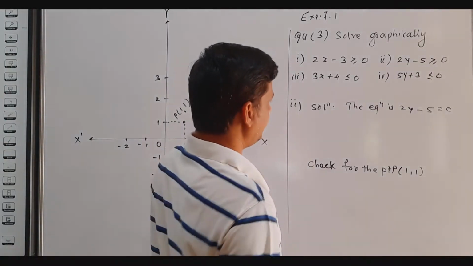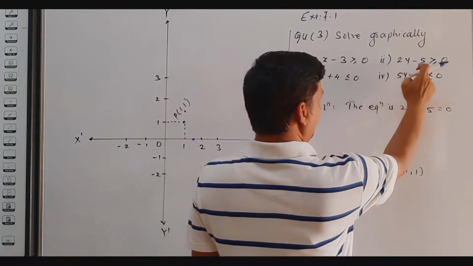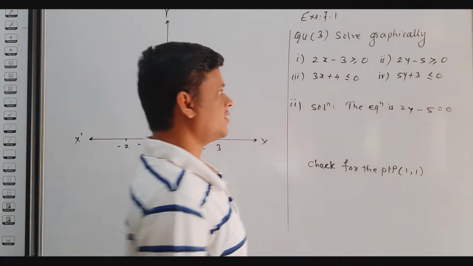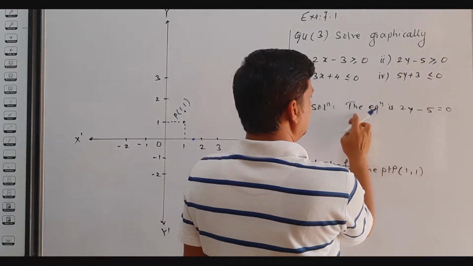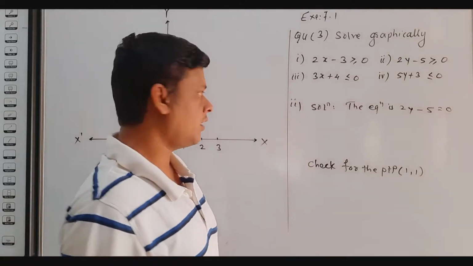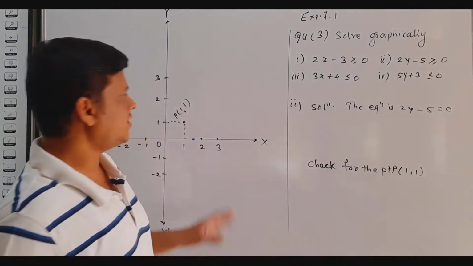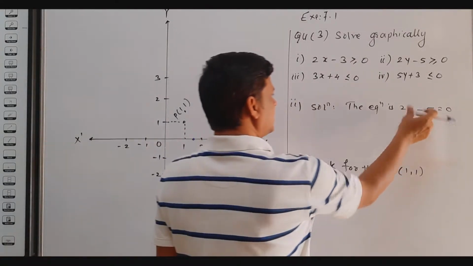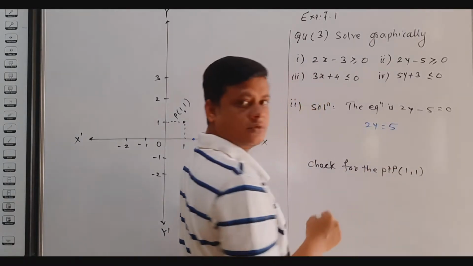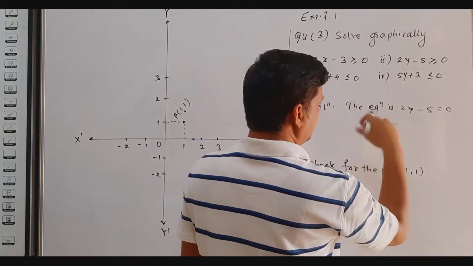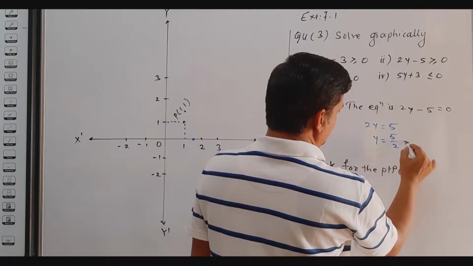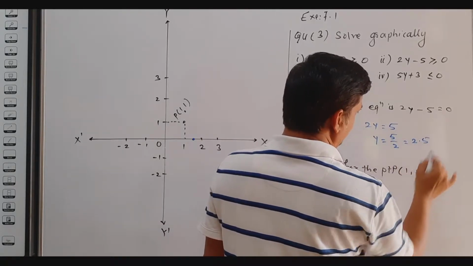Now see the second sub-question. The inequation is 2y minus 5 greater than or equal to 0. First we write the equation from this inequation. The equation is 2y minus 5 equals 0. For the equation of the line we simplify this: 2y is equal to 5. When we transfer this to the right-hand side, we get y is equal to 5 by 2, which we write as 2.5.